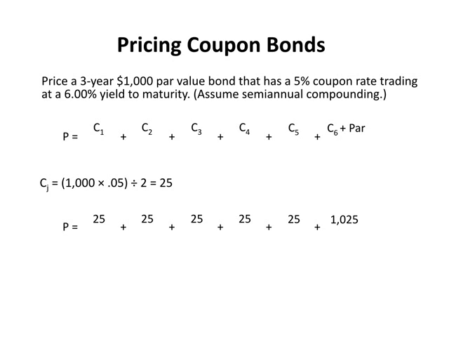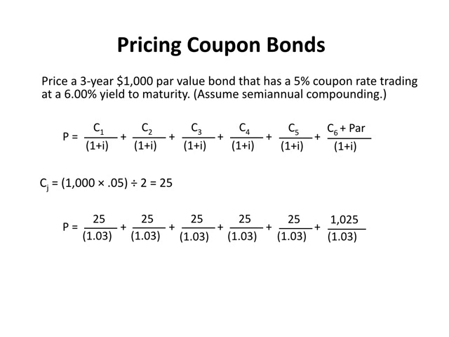The bond's price is the present value of the future cash flows, the coupons and principal, discounted by the yield to maturity expressed as a periodic rate. The quoted yield to maturity of 6% would be divided by 2 to get a periodic rate of 3%. So each of the divisors must be 1.03.